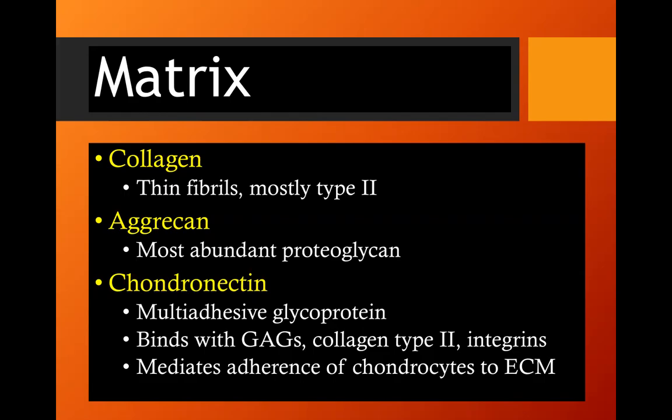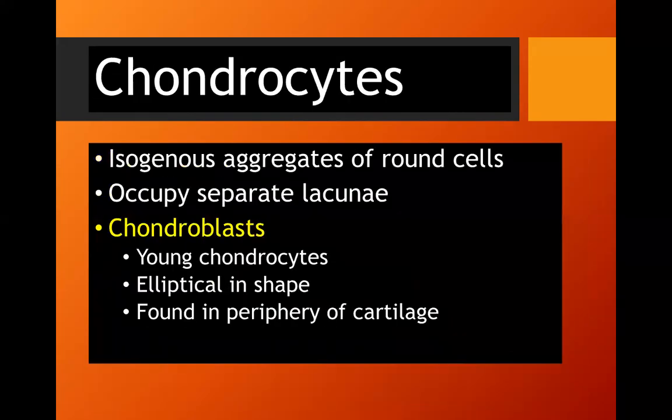And chondronectin is a multi-adhesive glycoprotein which binds to the GAGs and collagen type 2 for it to become adhered to the chondrocyte to become extracellular matrix. Okay? So you need GAGs, or glycosaminoglycans, and collagen type 2 to become extracellular matrix. Your chondrocytes, as mentioned a while ago, are arranged singly or in isogenous groups. And as mentioned, they are lodged in the lacunae.